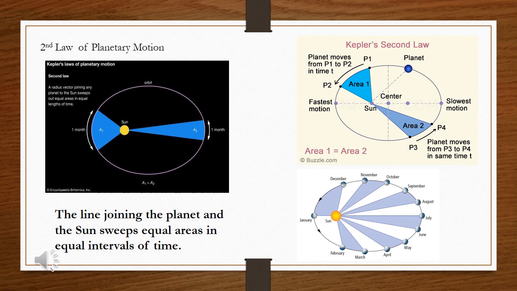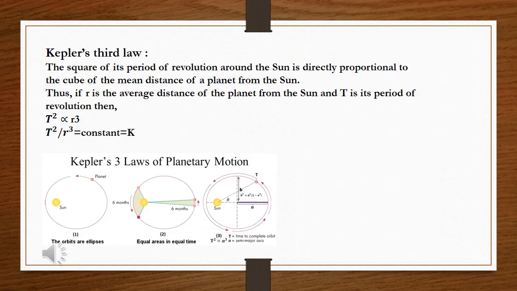Also you can observe the figure given below, where the sun is given and the planet covers the distances in equal time. So how do we define the second law of planetary motion? The line joining the planet and the sun sweeps equal areas in equal intervals of time.